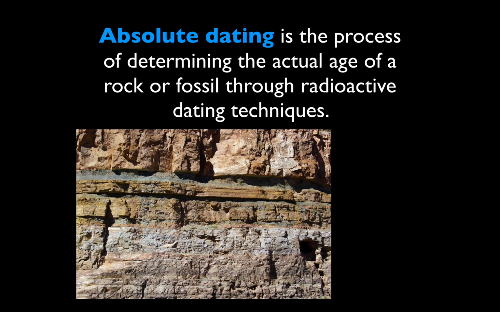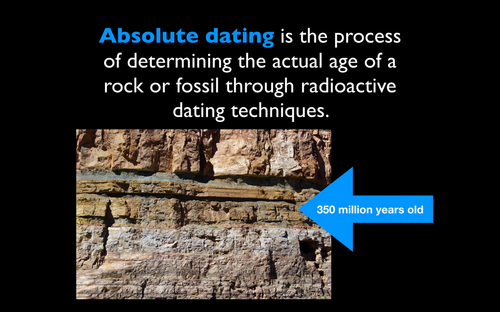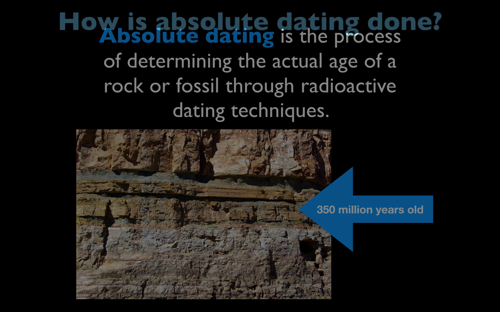So here we have all of these rock layers, and now I'm very confident that you guys can tell me where the older rocks are and where the younger rocks are. But now with absolute dating, we can say confidently, for example, that that layer is 350 million years old. Now we're putting a number to these ages, and that's absolute dating.